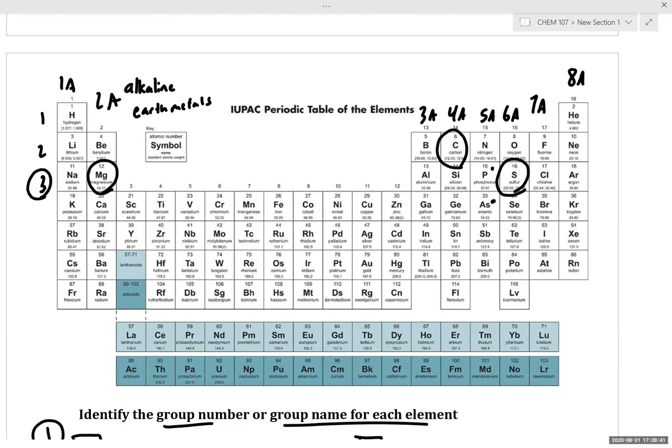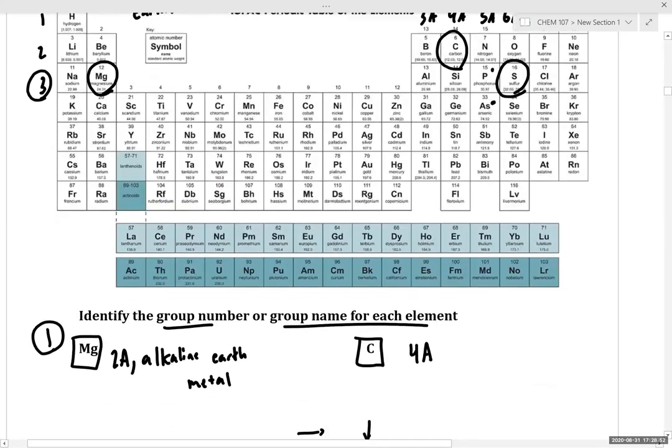Does this make sense to everyone so far? Any questions? I have a question on number 2. Can you go over that one really quick again?